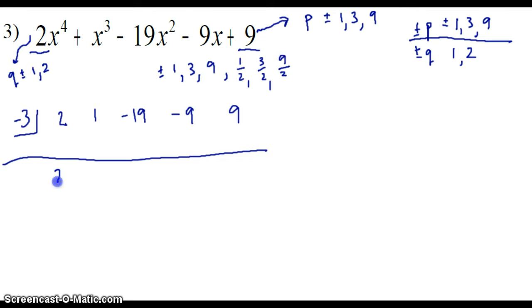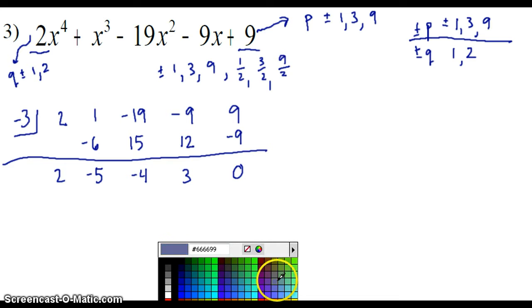Okay, so I'll bring the first term down. -3 times 2 is -6. Add those together, get -5. -3 times -5 is 15. -19 plus 15 is -4. Multiply -3 times -4, you get 12. Add them, 3. -3 times 3 is -9. Add those together, you get 0. Okay, so 0 means that it was in fact a root.